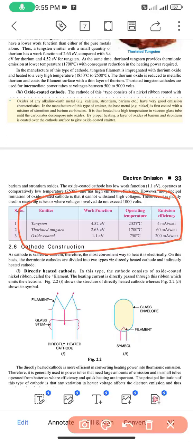And second emitter type is thoriated tungsten and has work function 2.63 electron volt, operating temperature 1700 degrees Celsius and emission efficiency 60 milliampere per watt. And third is oxide coated emitter, work function is 1.1 electron volt, operating temperature is 750 degrees Celsius and emission efficiency is 20 milliampere per watt.